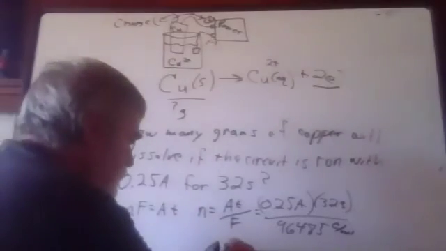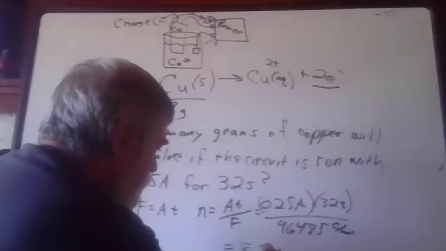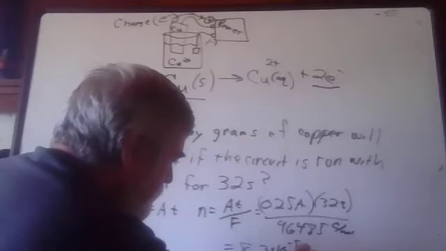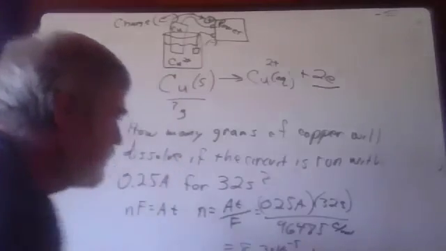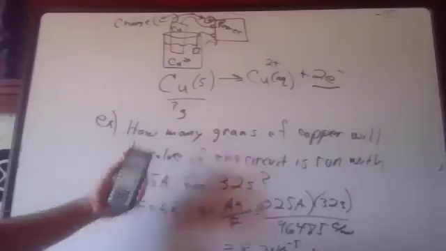Pretty small number. So that would be 8.3 times 10 to the minus 5 moles. I guess I should have used a larger amp. Okay, so that's what would be here.